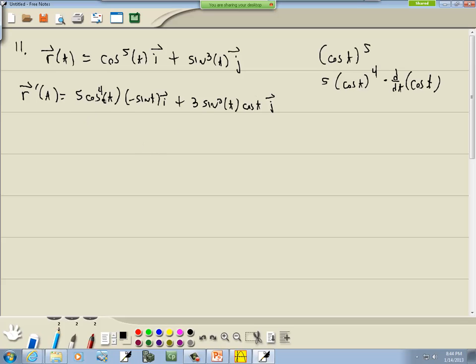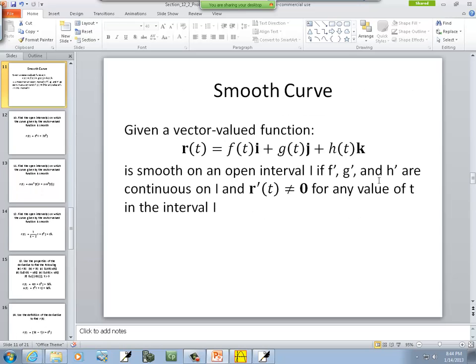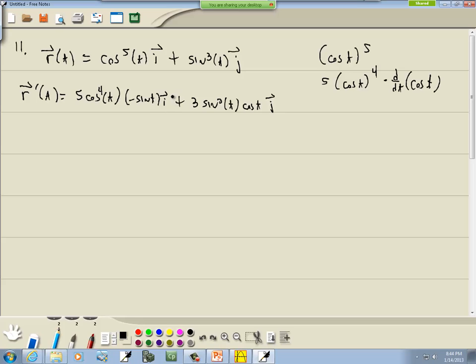Okay. Now, if I look at sine and cosine on both of these, if I go back to my definition here, f prime, g prime, and h prime are continuous everywhere because cosine and sine are continuous everywhere. There's no place where they're not defined. The question is, if there's some kind of value that causes this to equal 0 and this to equal 0. Well, let's set this first component function equal to 0. So I got negative 5 cosine to the fourth t sine t is equal to 0. And I'll set 3 sine squared t cosine t equal to 0.